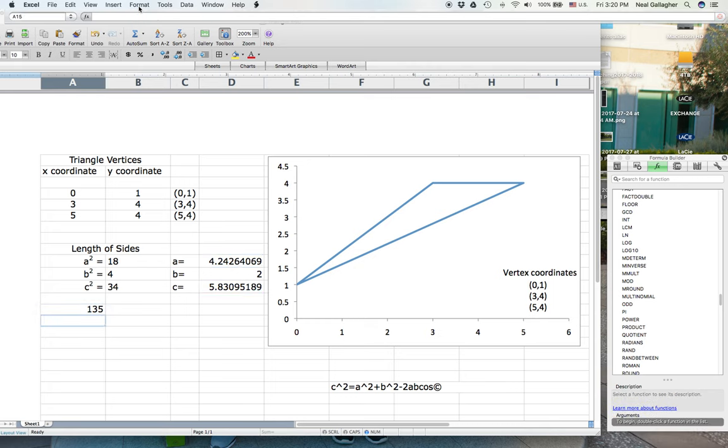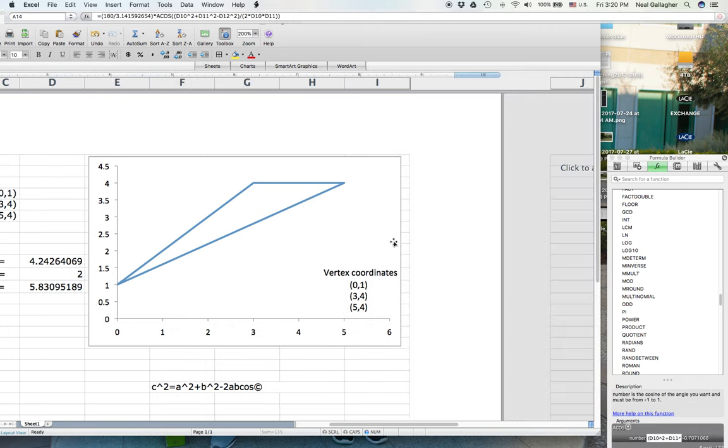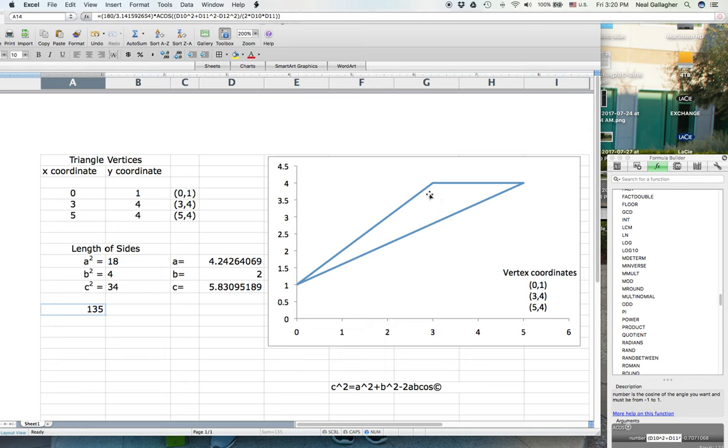Now let me hit return. That's 135 degrees, and that looks like it's the correct angle right in here. So that's this angle right in here. Now we can use the same formula for the angles. This is angle C, and we got it by putting side C out here.